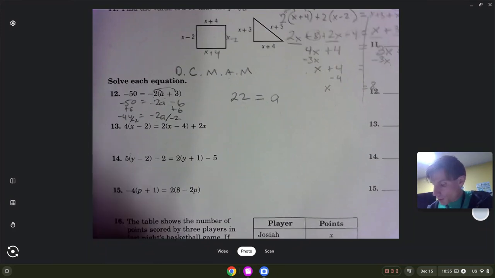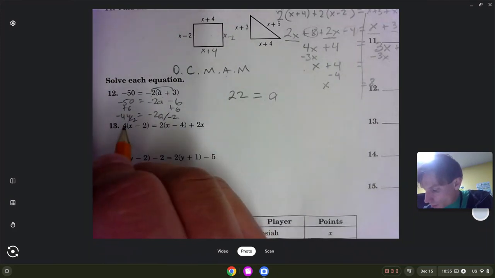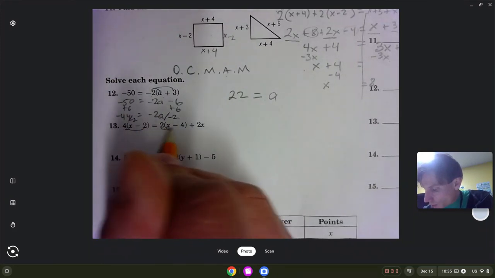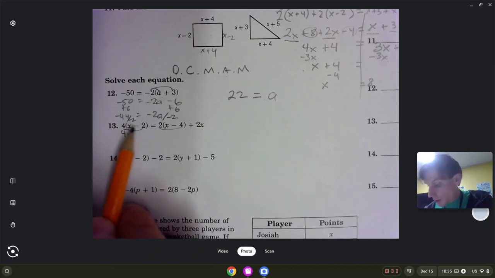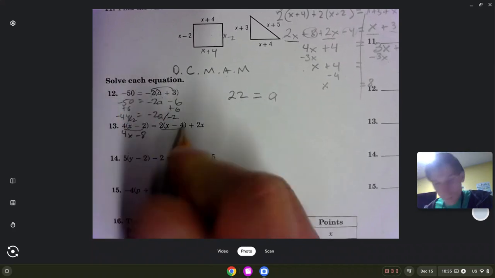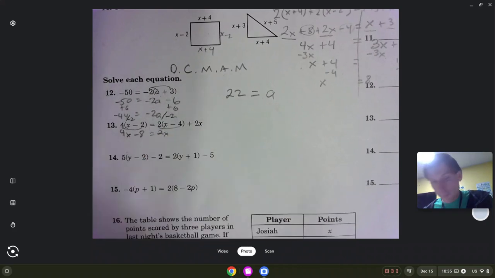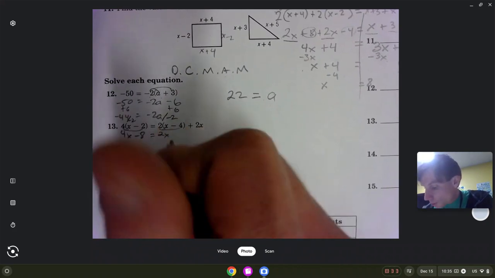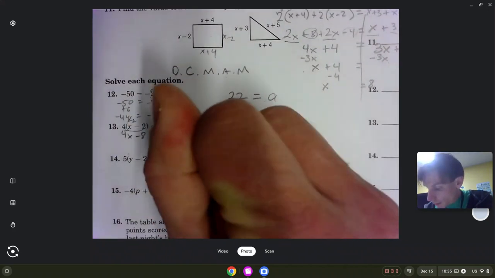All right, still moving. Again, don't call me after midnight. We're going to distribute. Distribute the 4. Distribute the 2. 4 times x being 4x. 4 times a minus 2 being minus 8. 2 times x being 2x. 2 times this minus 4 being minus 8 plus 2x.